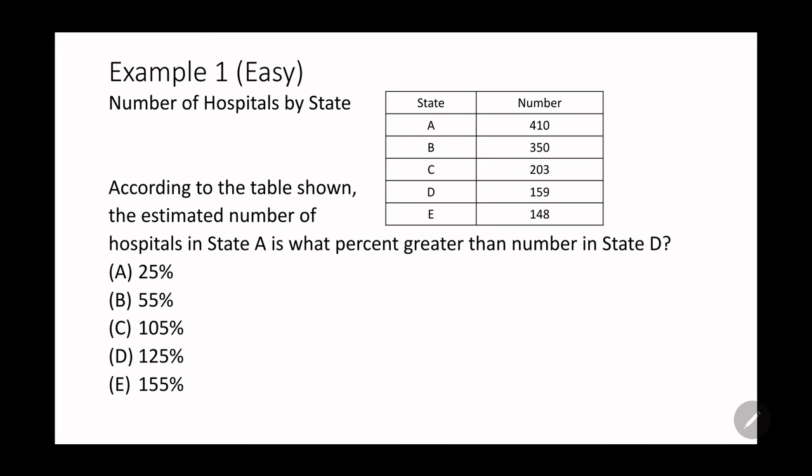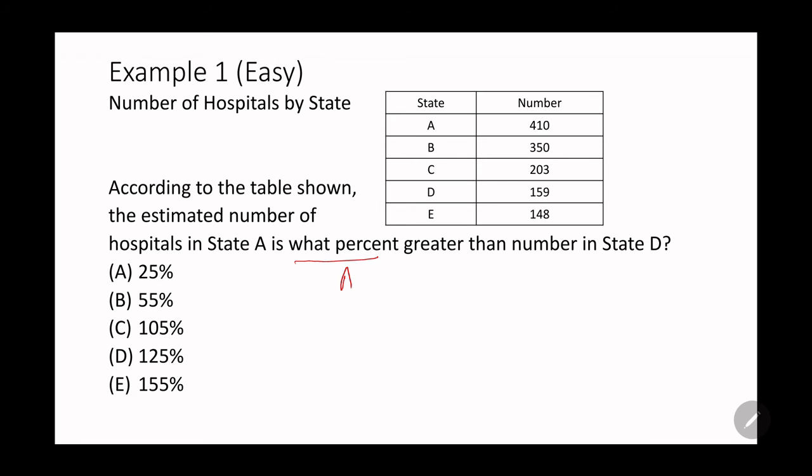Why don't you go ahead and pause the video and try to attempt this on your own, then we will solve it together. Okay, now I'm going to go ahead and solve this question. The question gives you a table which gives you the number of hospitals in a state and asks you the estimated number of hospitals in state A is what percent greater than the number in state D. Be very mindful of the phrasing. It doesn't ask what percent of state D the number of hospitals in state A is. It asks you what percent greater, so you have to find out the difference.